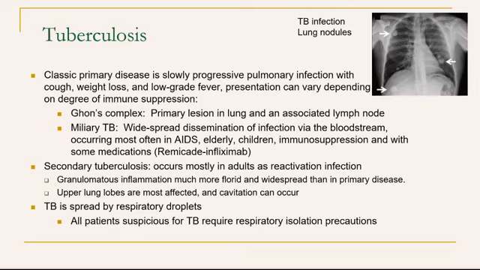You can also have secondary tuberculosis. This occurs mostly in adults as reactivation infection. This can be granulomatous inflammation that can be much more florid than in your primary disease. Usually it will affect the upper lung lobes, and cavitation can occur quite commonly. TB is, of course, spread by respiratory droplet. So any patient that is suspicious for having TB must be placed in respiratory isolation precautions before you have eliminated the possibility of this infection.